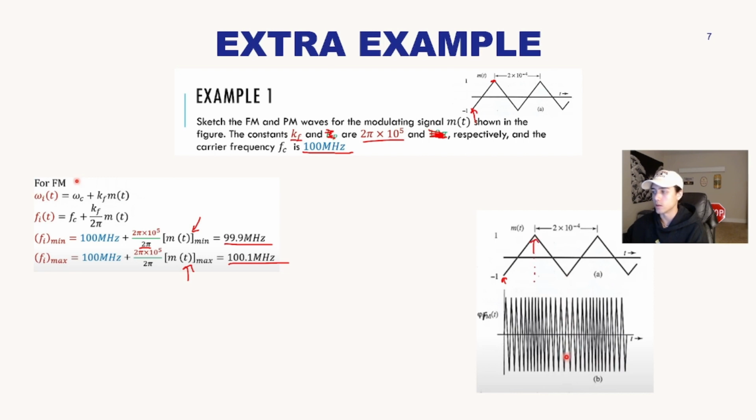So if you draw lines down here, you can see that at the minimums you have the lowest frequency, but at the maximums you have the highest frequency. So here would correspond to a 100.1, but here would correspond to a 99.9, right? And that's the basics of FM.